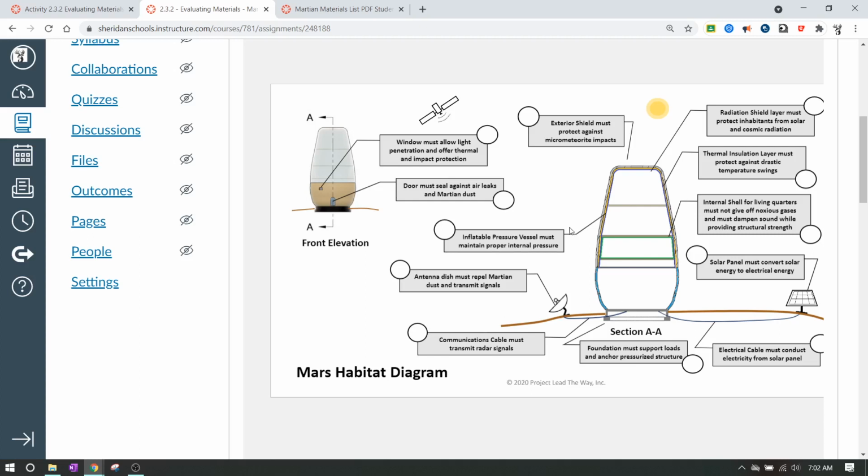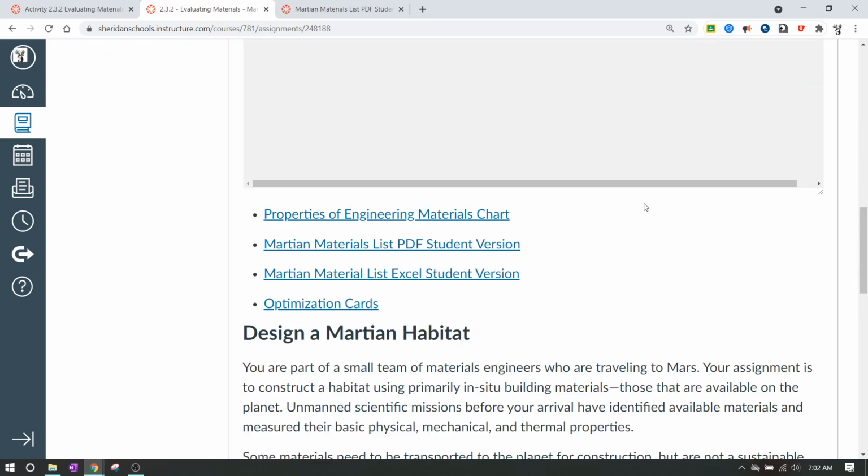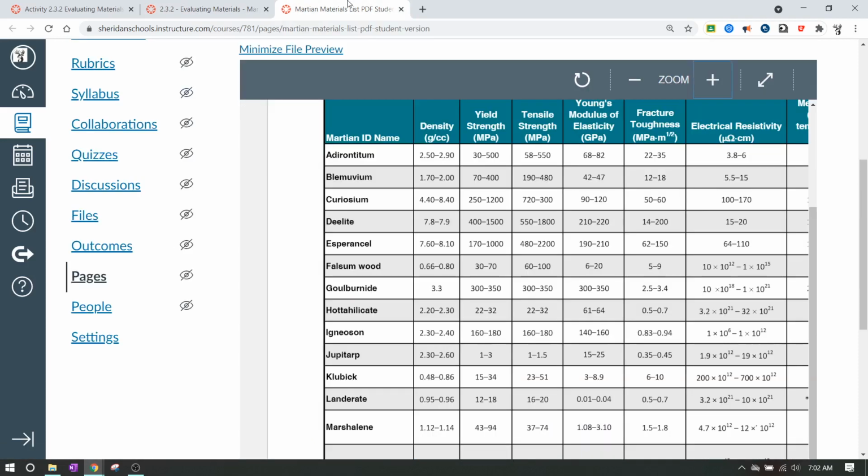And what you're going to do is you're going to take the engineering materials chart for either the PDF student version or the Excel student version, depending on which one you want to use. The PDF is easier because it just loads up straight in Canvas, and the Excel one may or may not load up quite like we would want it to on a Chromebook. So if you click on this bottom one and it doesn't work out, try to go for the PDF student version and you'll be okay.